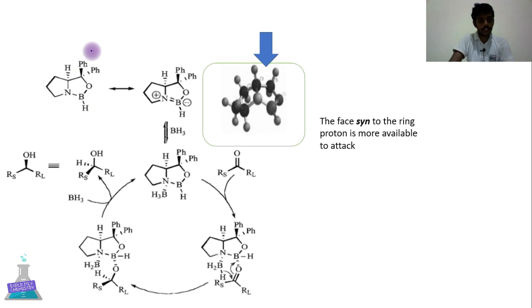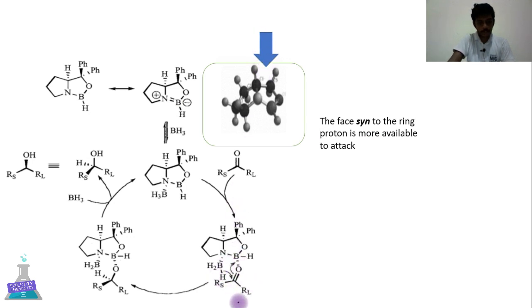This is the catalyst, oxazaborolidine catalyst. This is the resonance form of this one. First step, the BH3 is added over here. The BH3 is added to this nitrogen. After that, the ketone, which is achiral, is added here. The syn face of the ring proton, this proton is more available to attack, so it attacks this proton.